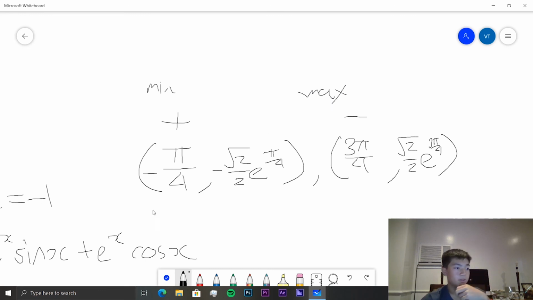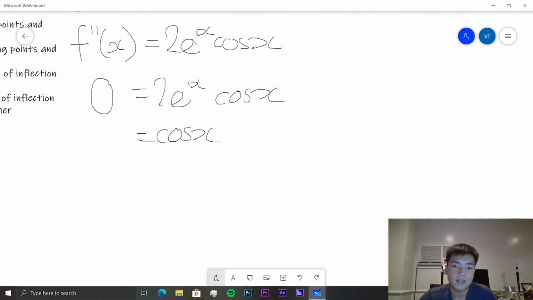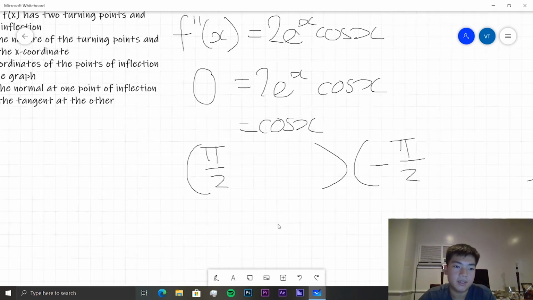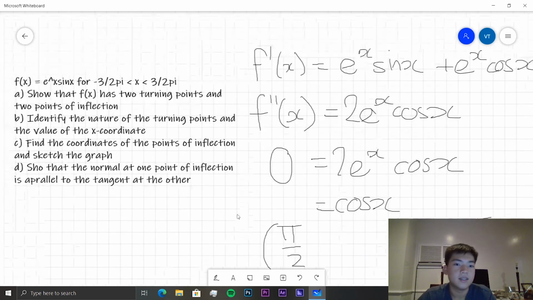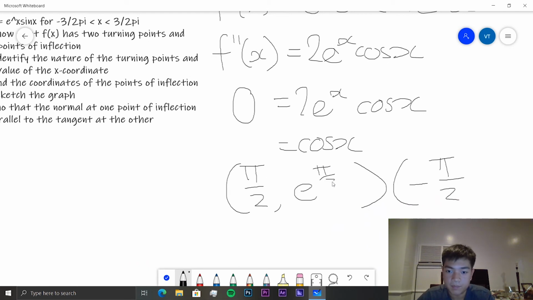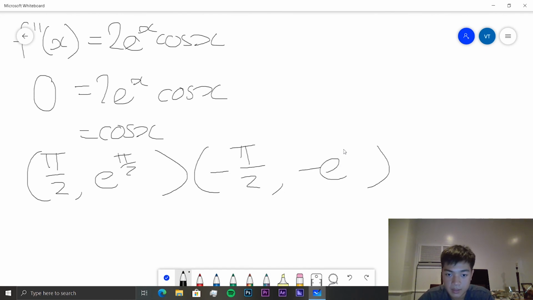Yeah, coordinates of the points of inflection. So in this case, coordinates of the points of inflection are pi over 2 and negative pi over 2. And what's the other coordinate? We need e to x sine x. So we have, this is 1, so this is e to the pi over 2. And this other one is -1 times e to the pi over 2.